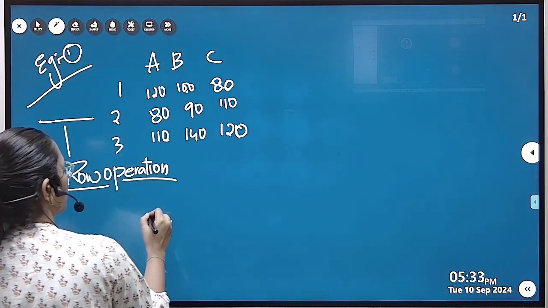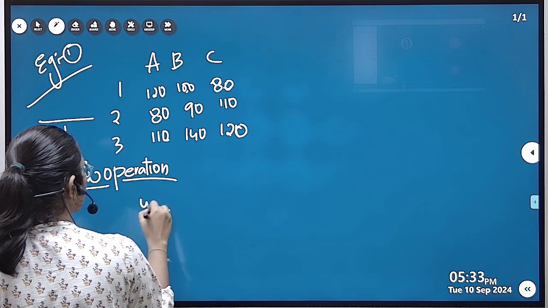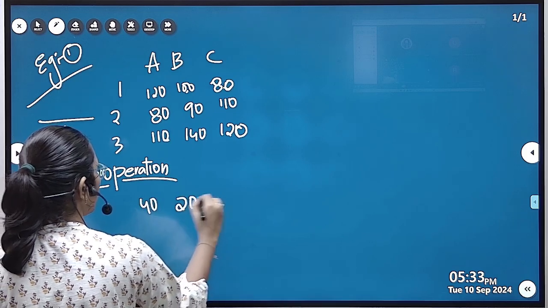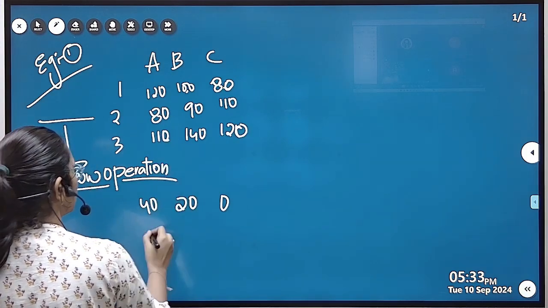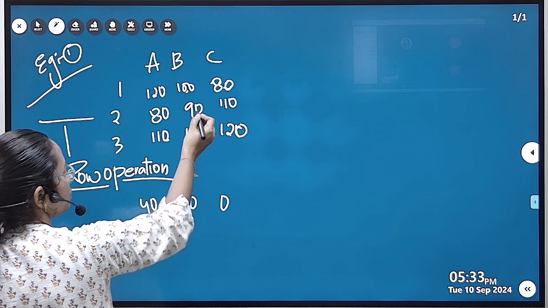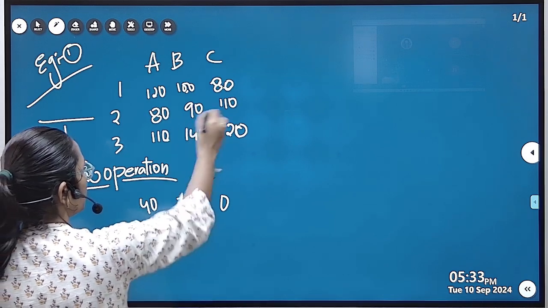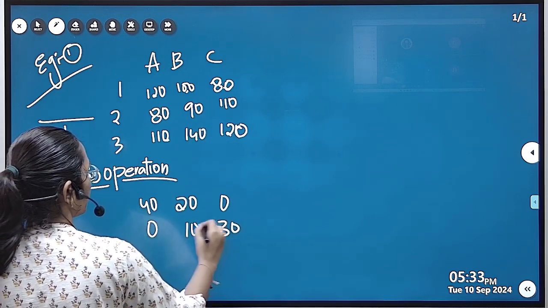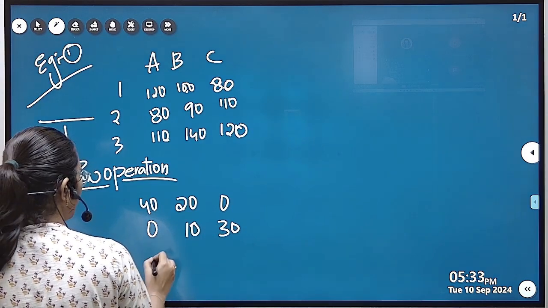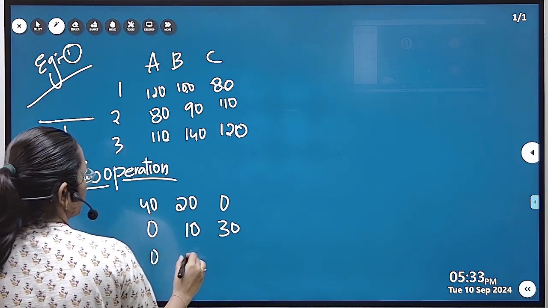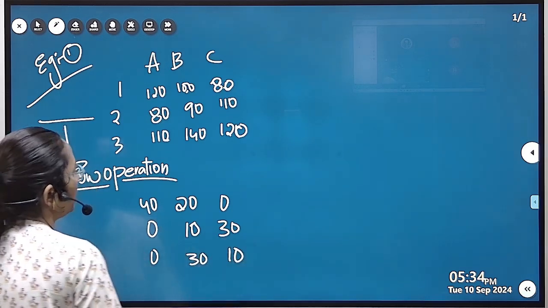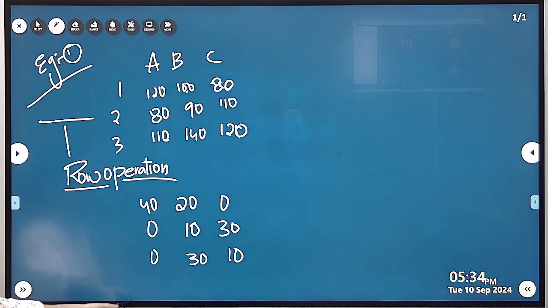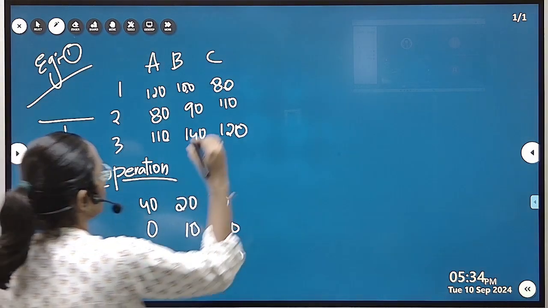First row, 80 minus 120 is 40, next 20, next 0. So the next one, here 80 is 0, it is the least one. So 80 minus 90, 10, here 30. So the next one, 110 is 0, so 110 means 30, here 10 will be. Now the row operation we have done. So next column operation.